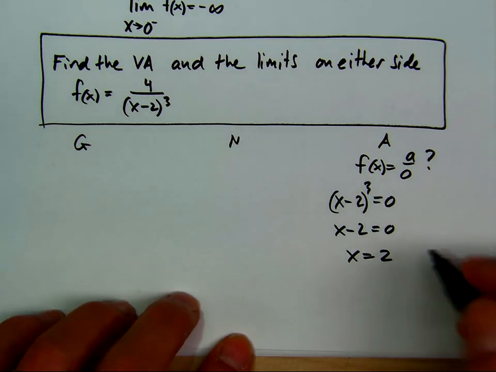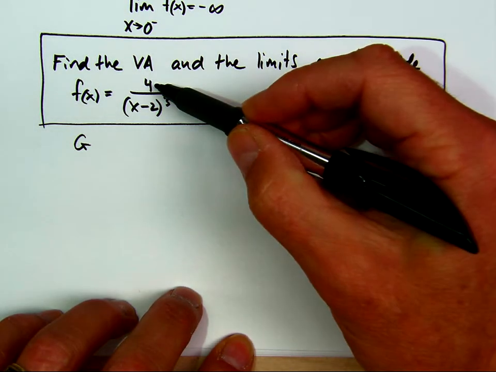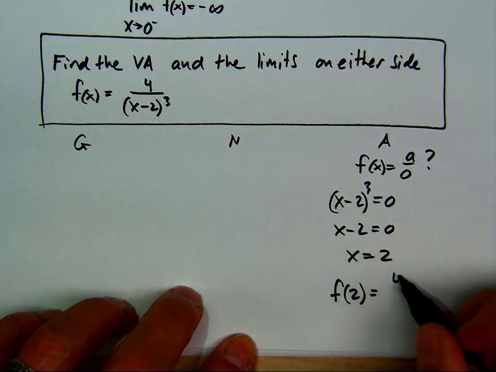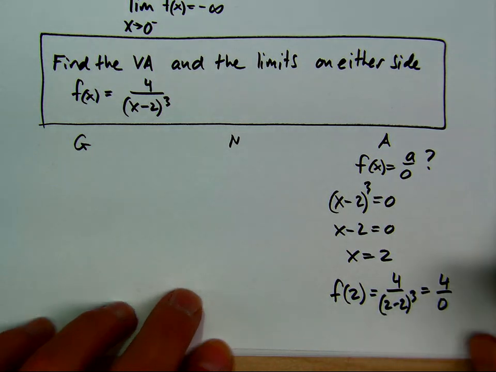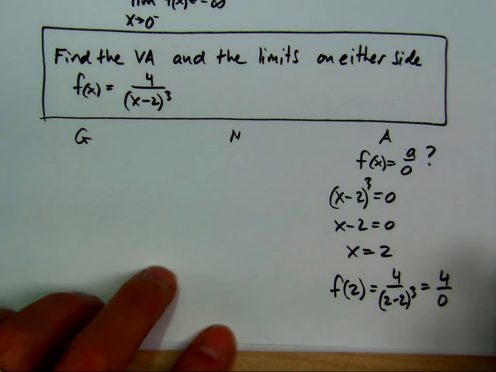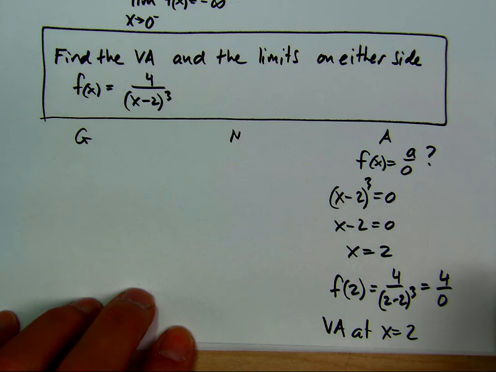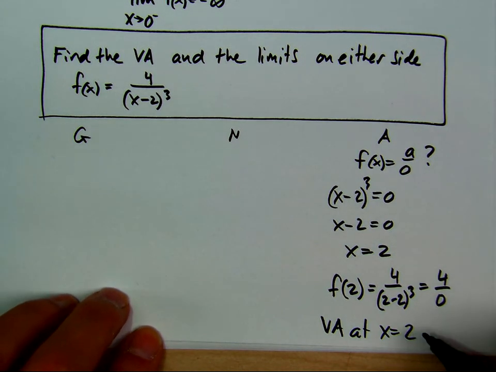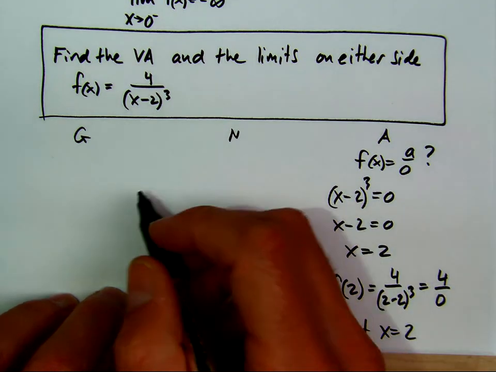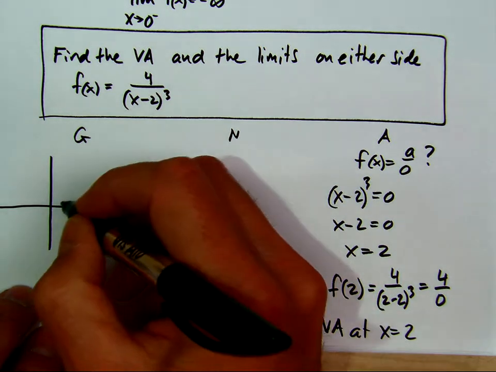So the denominator is 0, and it's obvious in this one because the numerator is never 0, but we'll substitute a 2: 4 over 2 minus 2, and we get 4 over 0. So we know there's a vertical asymptote at x equals 2. Just by knowing that there's a vertical asymptote, we have to check points on either side to see what the limits are. So when we look at the graph, there's a vertical asymptote at 2.